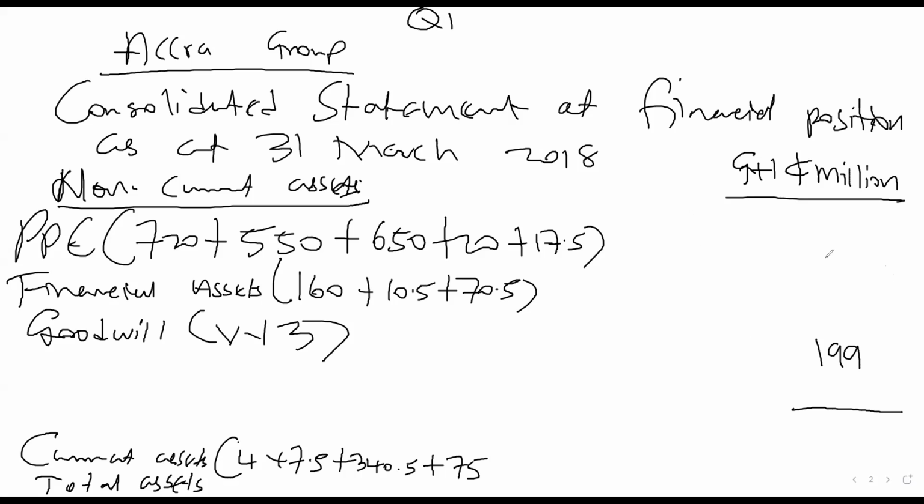1957.5. 241. Putting all together, total asset: 2397.5.